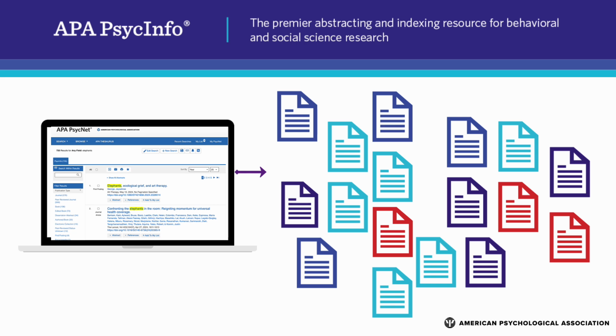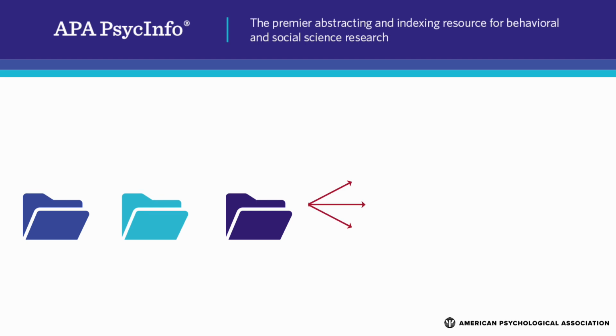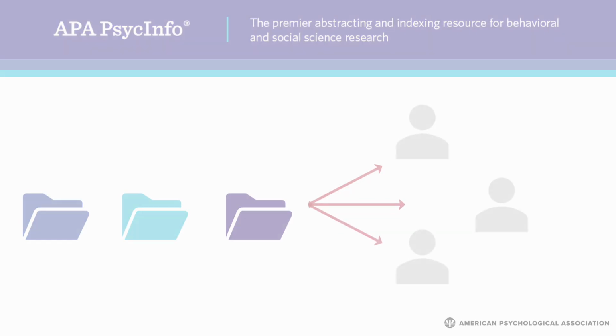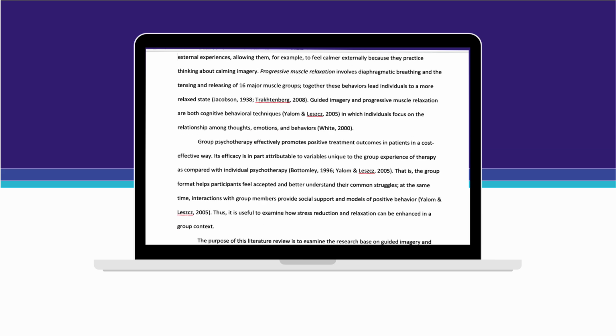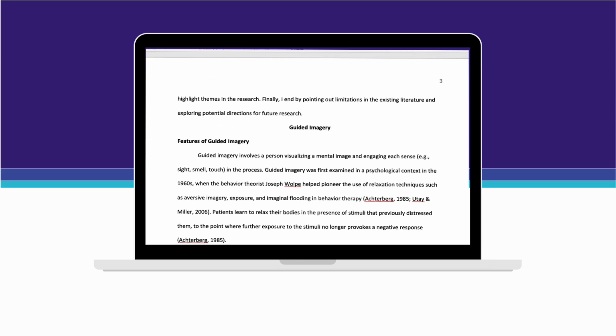When you're searching APA PsycInfo, it can be helpful to use a citation management tool to store, organize, and share the citations that you find. You'll also find that these tools make formatting your citations in your paper and bibliography a breeze.